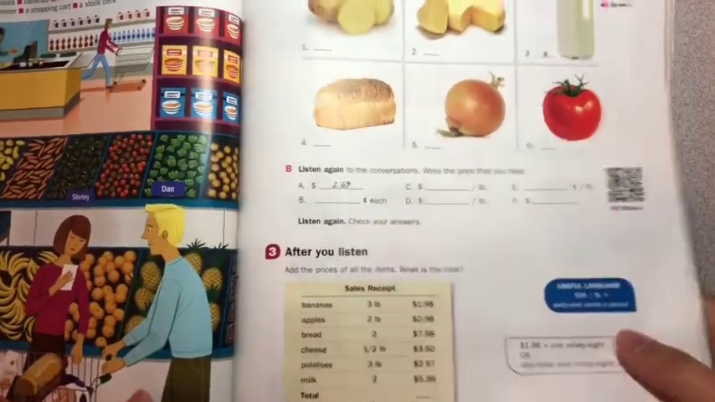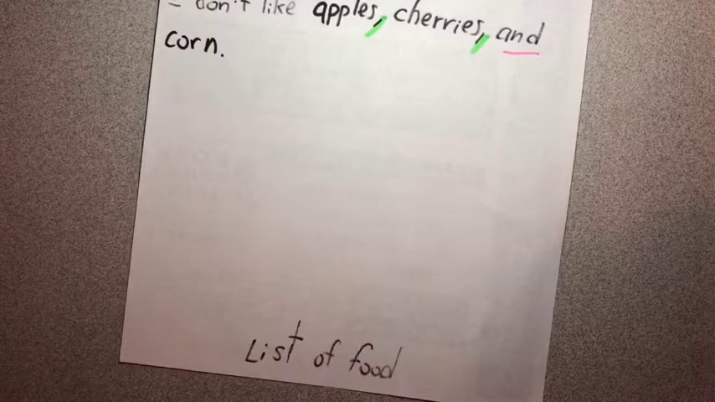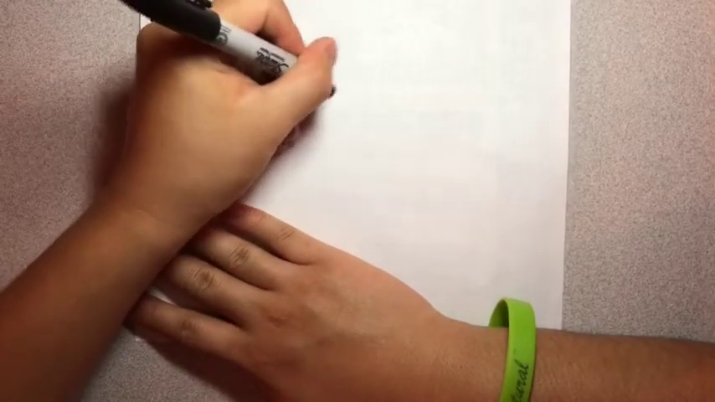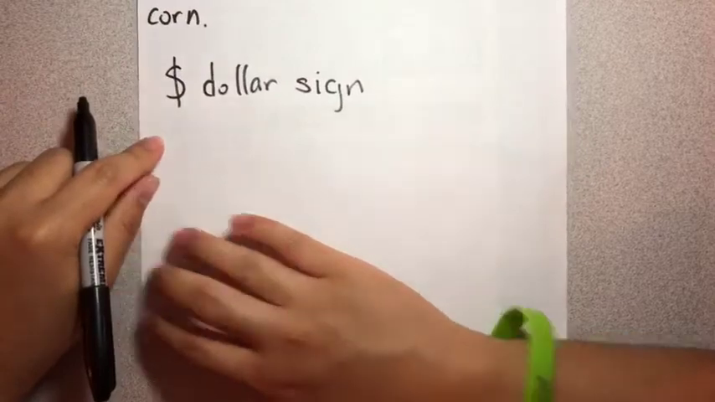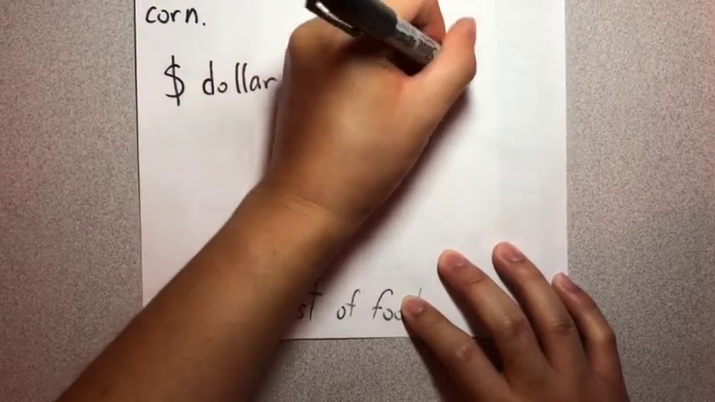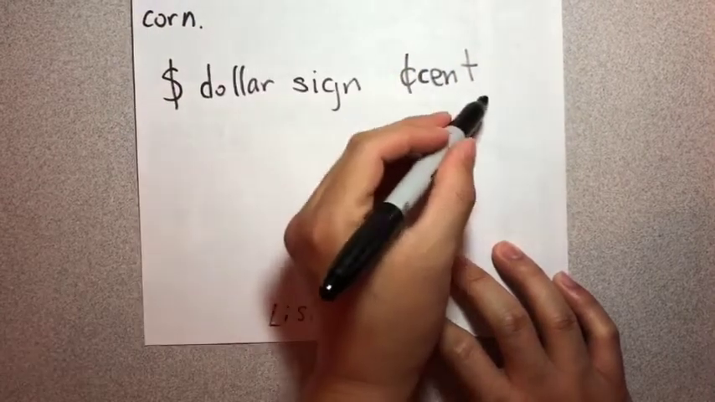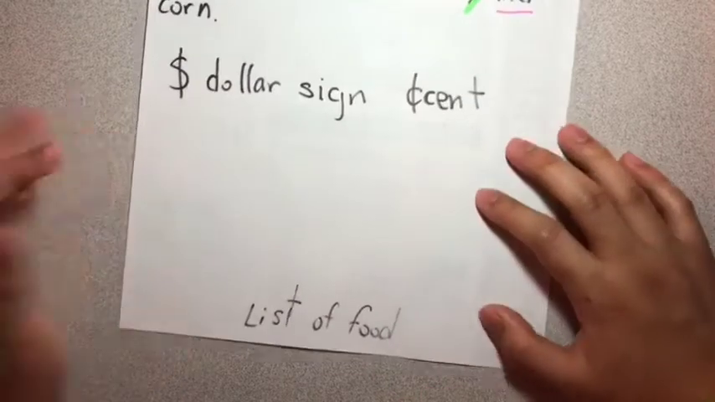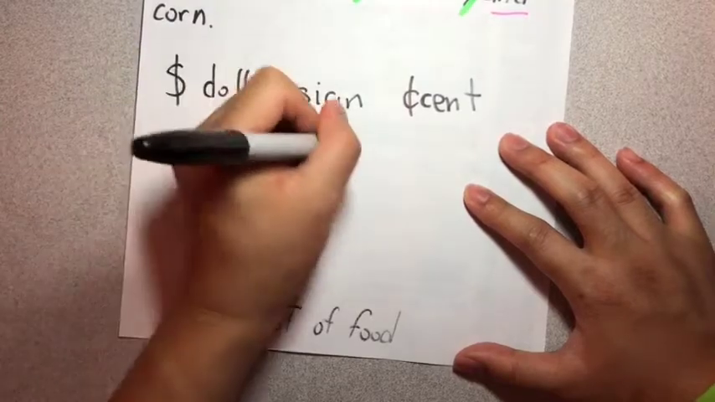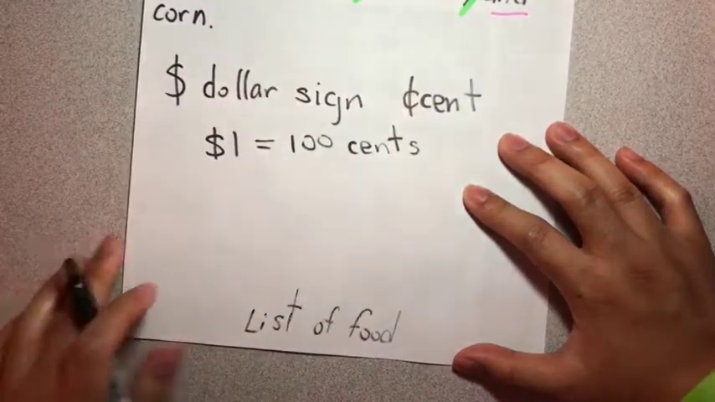So let's talk about prices. Let's talk about money. This is a dollar sign. This is a cent. C-E-N-T, cent. So in $1, there is 100 cents.